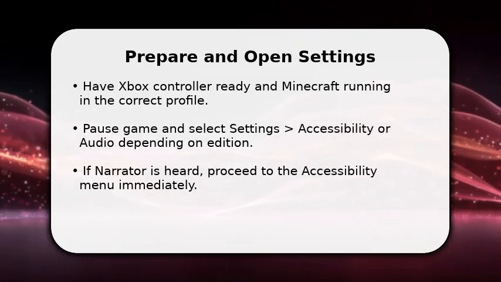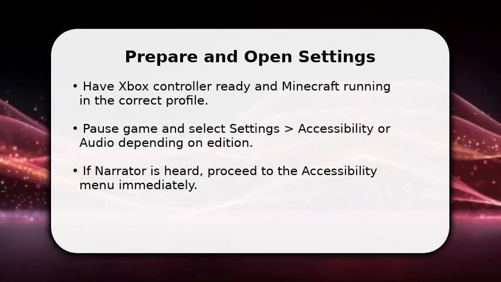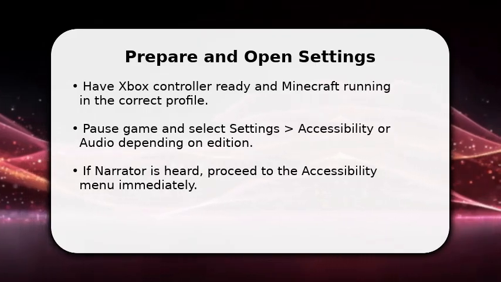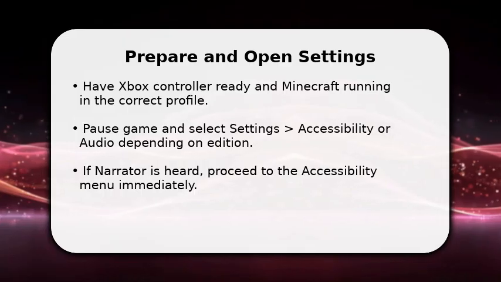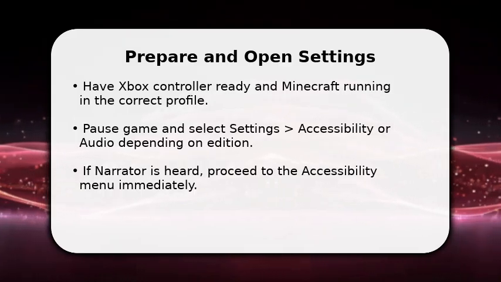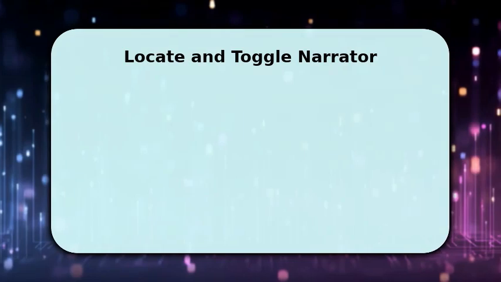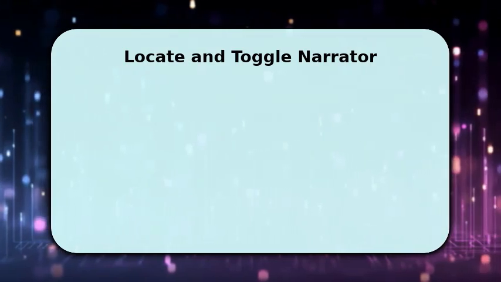Some versions place it differently. Once there, focus on the narrator or text-to-speech control. You're about to switch it off. Make sure your controller is responsive so you can toggle options without exiting the menu. You now locate the narrator entry and move the selector to off.